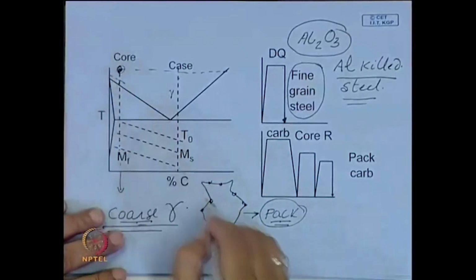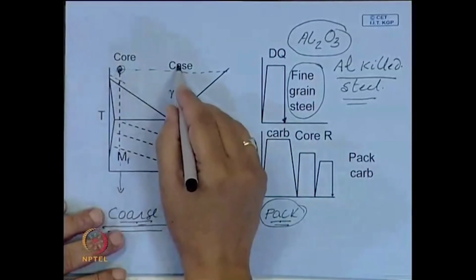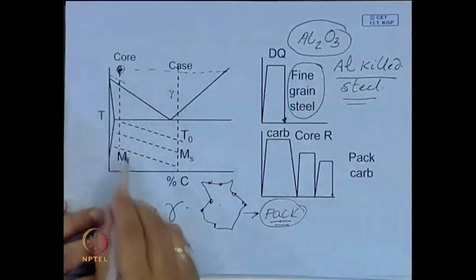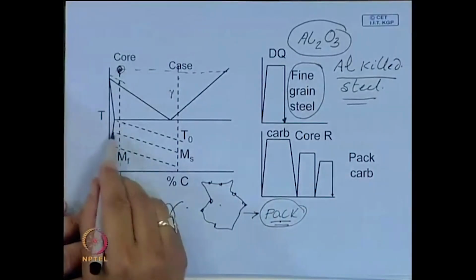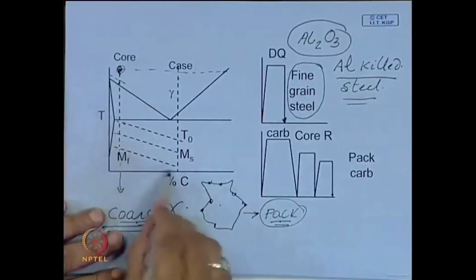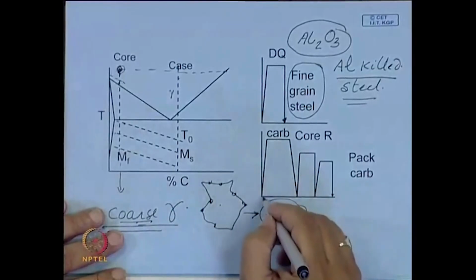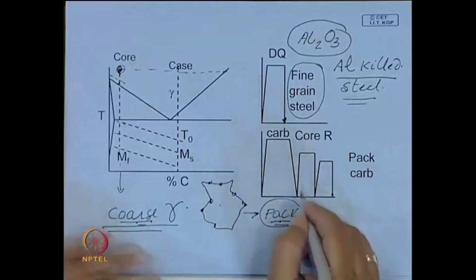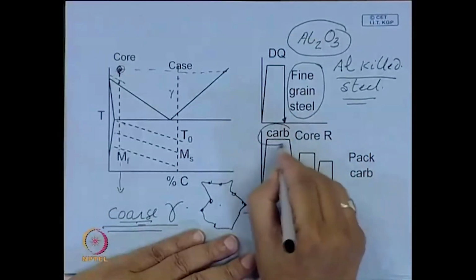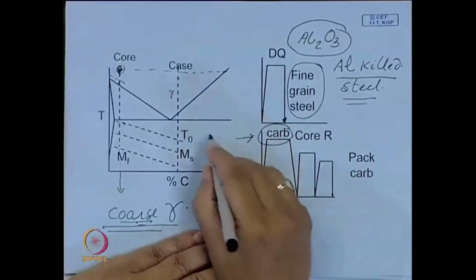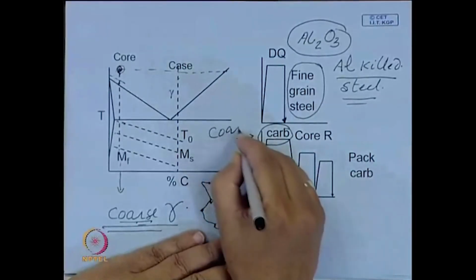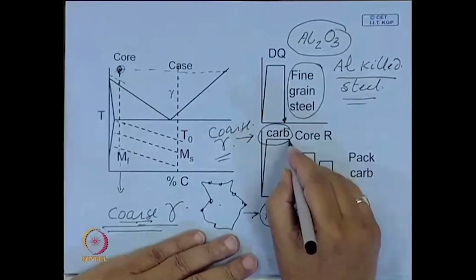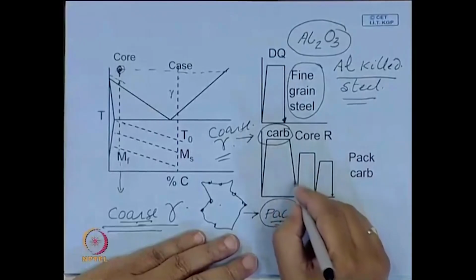You have a very coarse austenite grain at the core, and you have a carburized case portion with a high carbon content, and because of this they also have different MS and MF temperatures. Now, you have to give this type of step treatment. This is the carburization period, where it develops coarse austenite, and in pack carburizing there is no way you can quench, you will be cooling slowly.